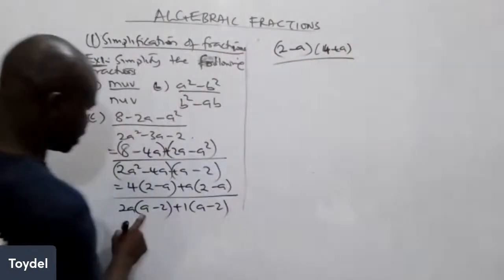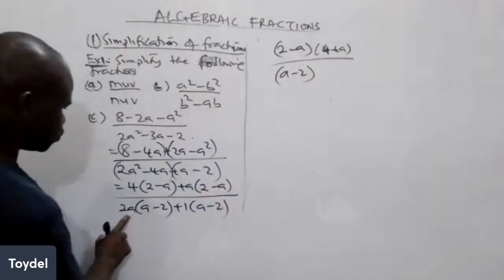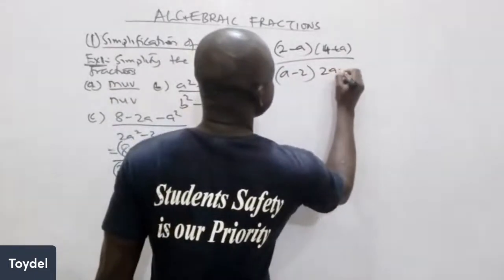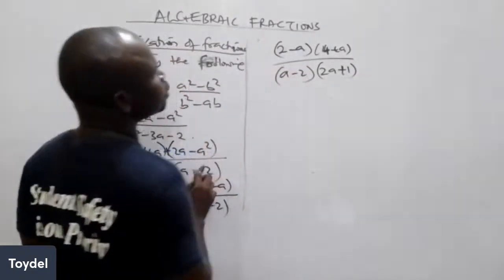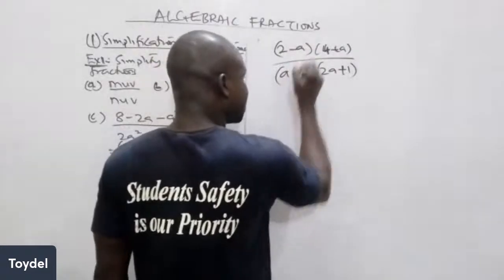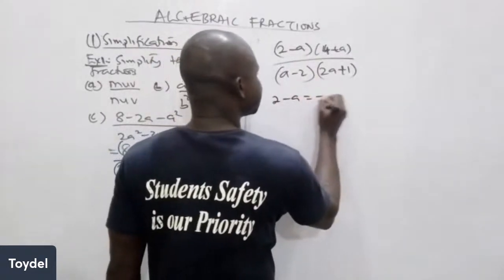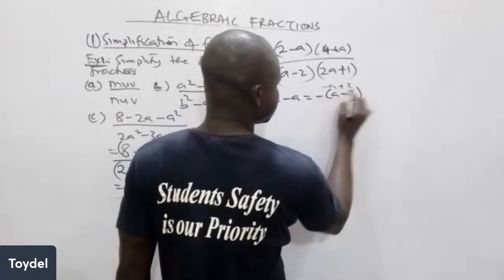We come to the denominator, the same thing. A minus 2 is common. A minus 2. Then you group these two, 2a plus 1. So you have 2a plus 1. That's what you have. You have 2 minus a at the numerator, a minus 2 at the denominator. Of course, you can actually write 2 minus a as same thing as minus a minus 2. Because when you substitute, this will be minus a plus 2, which is 2 minus a.